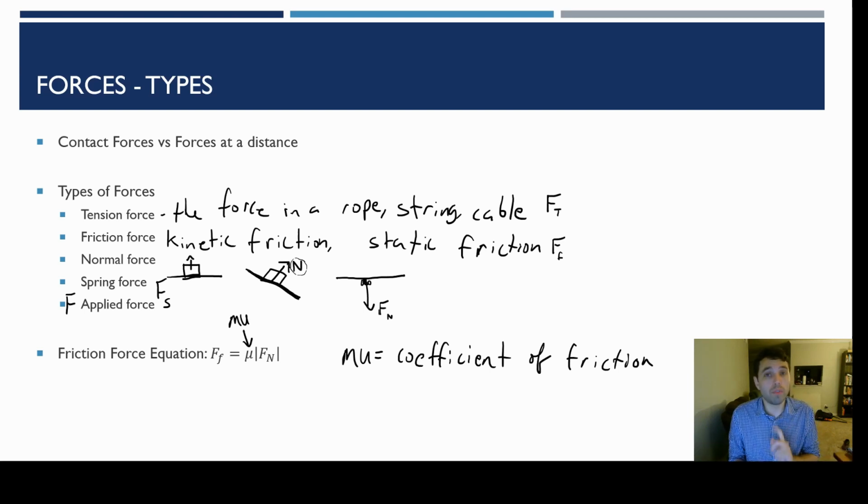Mu, the coefficient of friction, has no units. It's just a number. It's a constant between 0 and 1. And like I said, it can go over 1, but it's pretty rare.